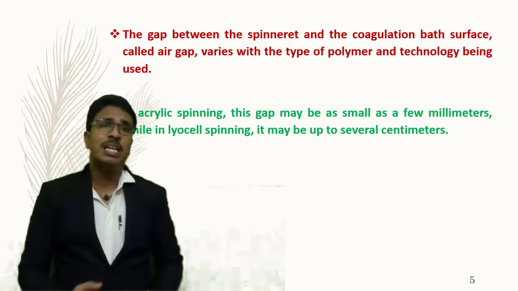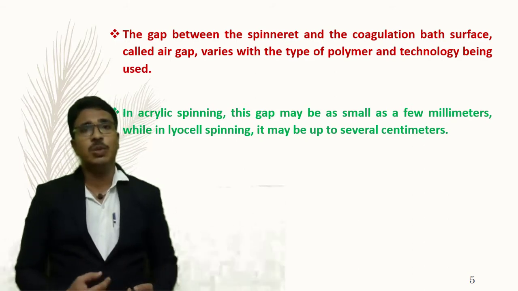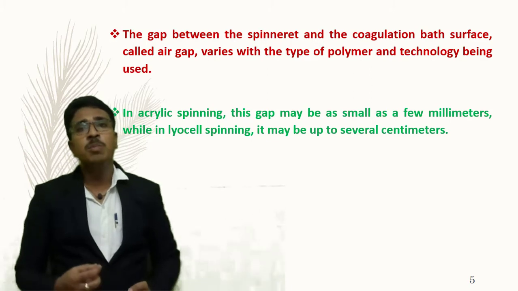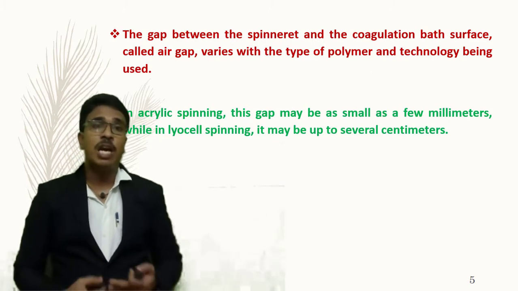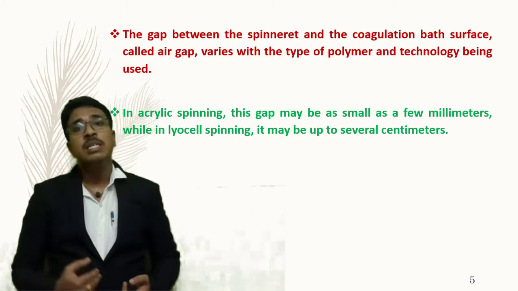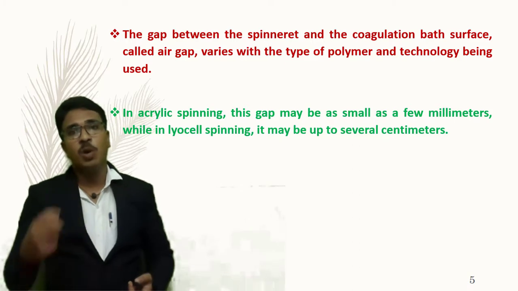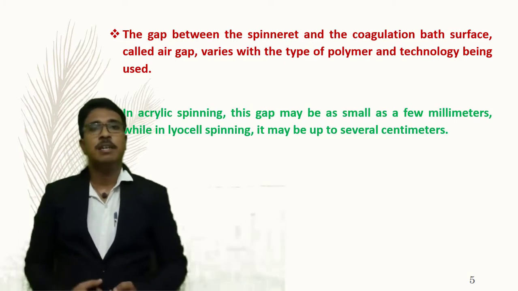Now in acrylic spinning, for example, if you want to produce acrylic filaments through dry jet wet spinning, this gap may be as small as a few millimeters, that may be 2 to 3 mm, while in the case of lyocell spinning it may be up to several centimeters. So it depends upon the type of polymer and technology being used to make the particular filament.